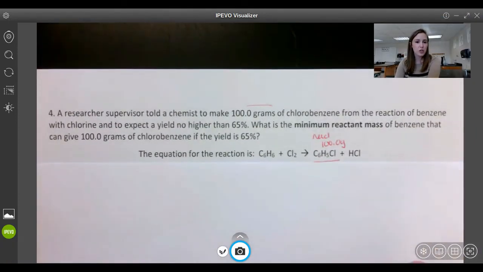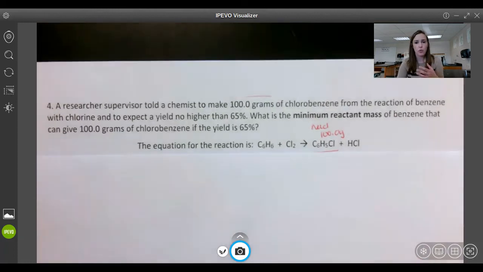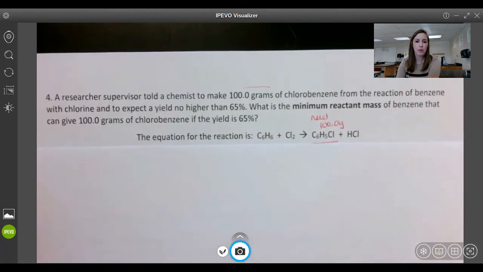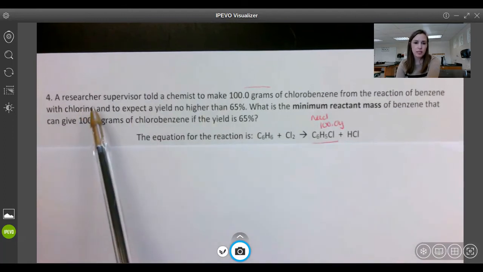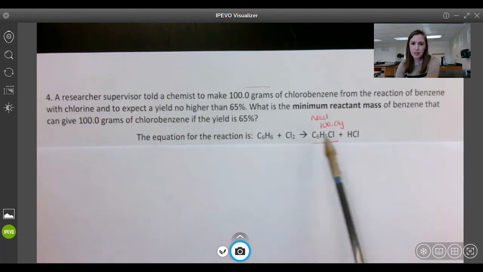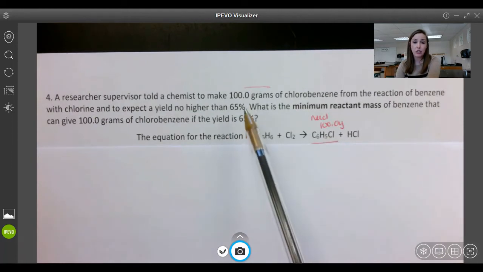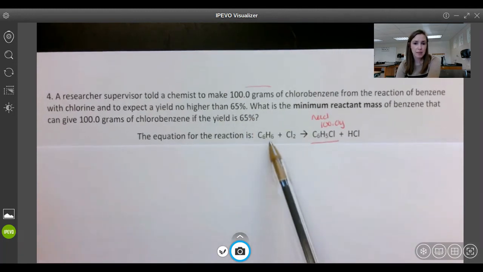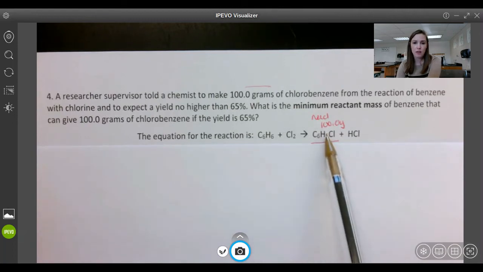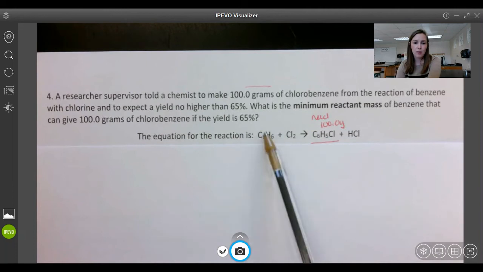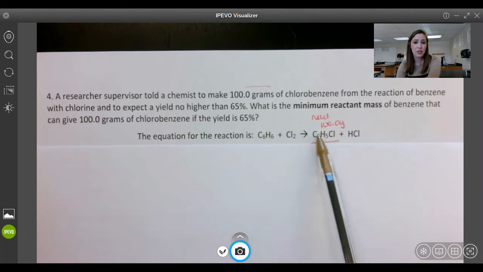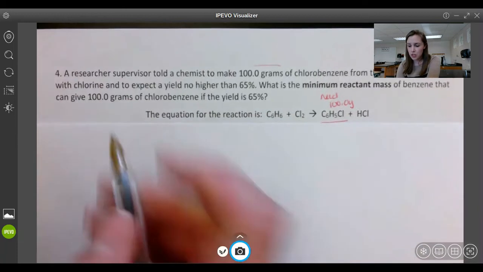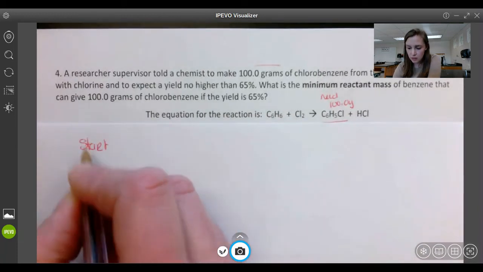All right, so for this next question, it's a little bit different, so I'm going to go through it with you because we're working backwards compared to the previous question. In this one, it says we have a research supervisor. He tells a chemist that they need to make 100 grams of this chlorobenzene and to expect a yield no higher than 65%. So how much of the reactant, in this case benzene, do I need to start with to make that 100 grams of the chlorobenzene if, however much I start with, I'm only going to produce 65% of what I make? So with this question, we're going to start with the percent yield.